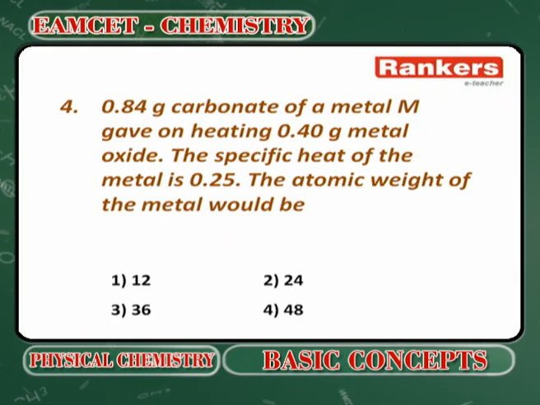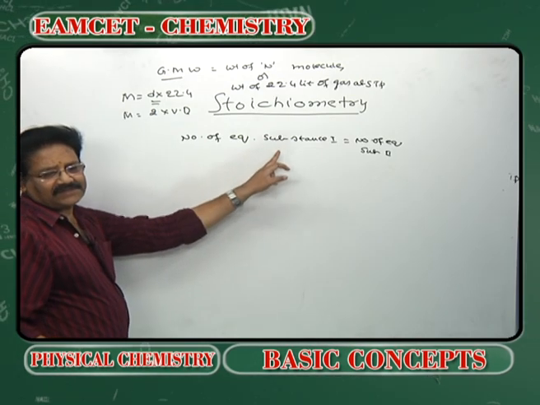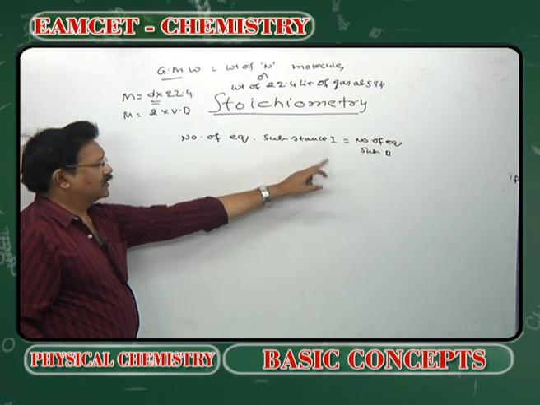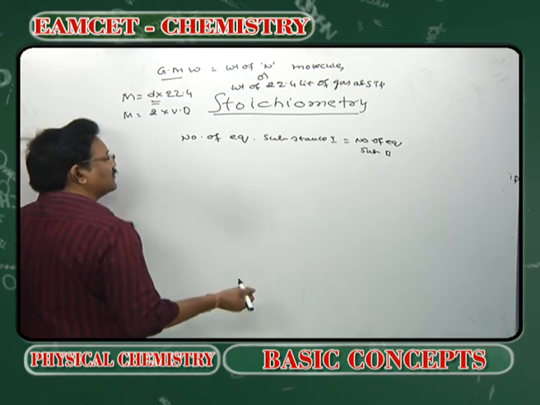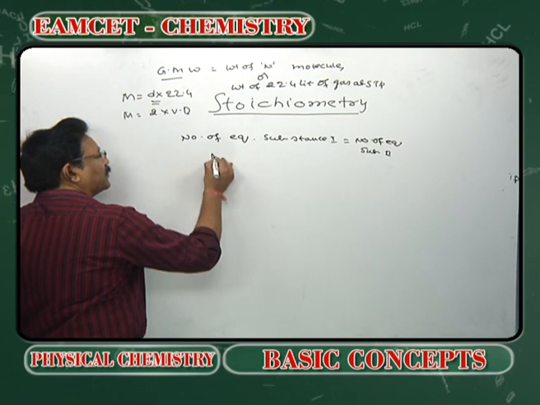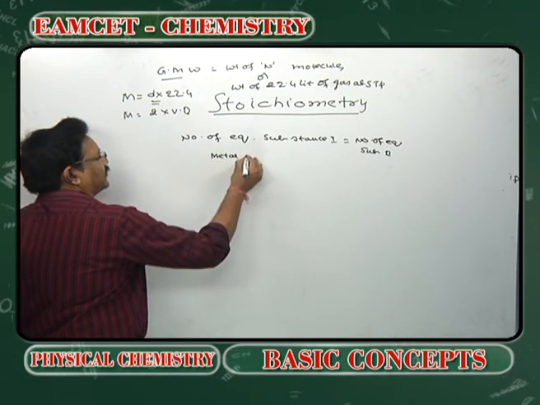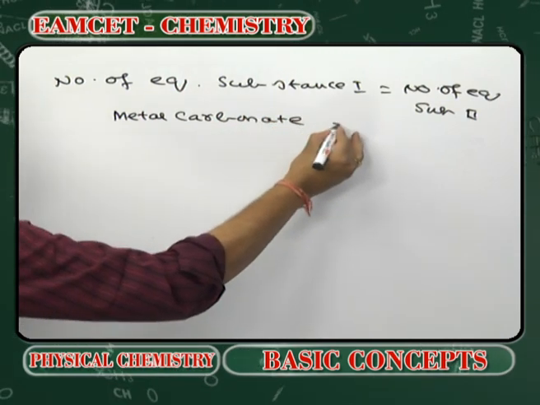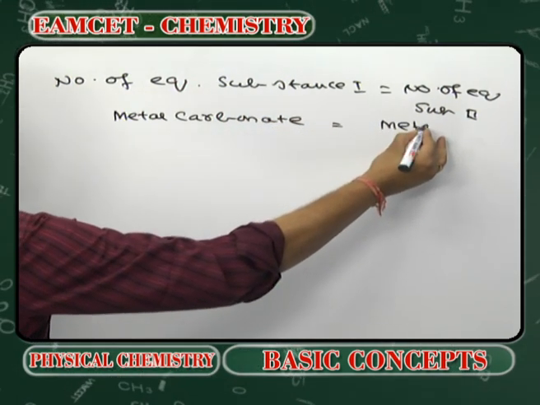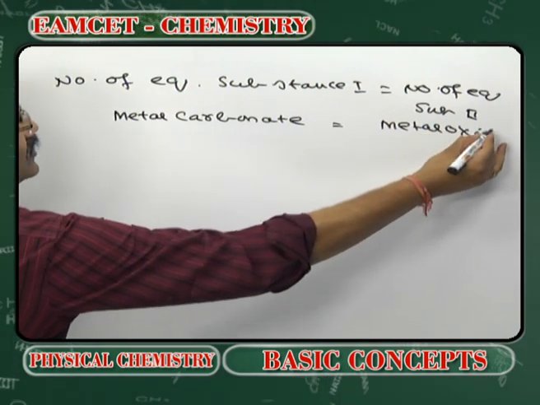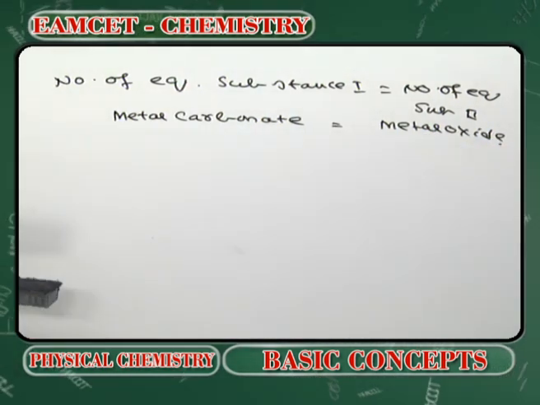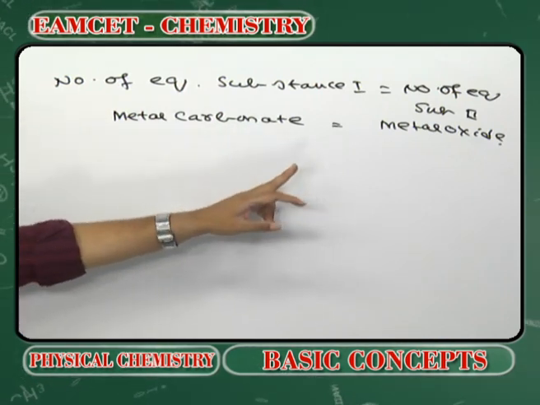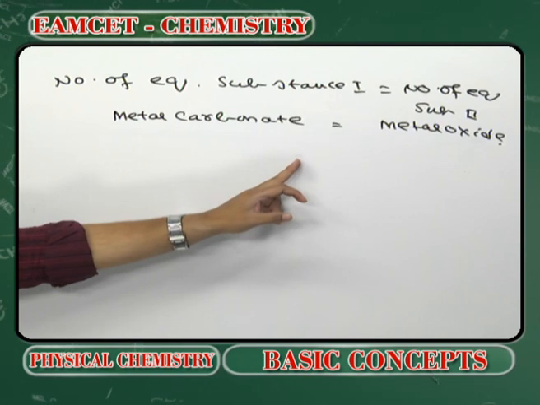So what is the point here? Number of gram equivalents of the substance 1 must be equal to number of gram equivalents of the substance 2. What are the substances involved here? Metal carbonate and metal oxide. What is the problem? 0.84 grams of the carbonate gave 0.4 grams of the metal oxide.